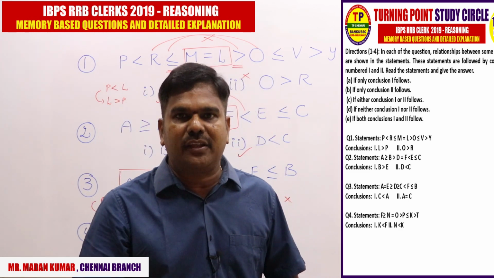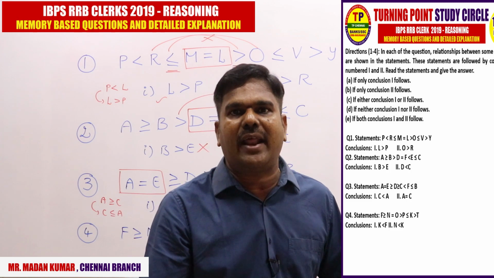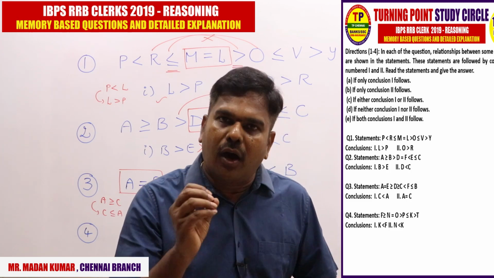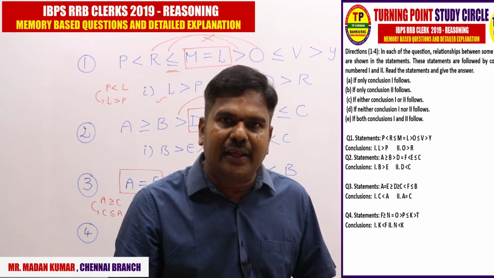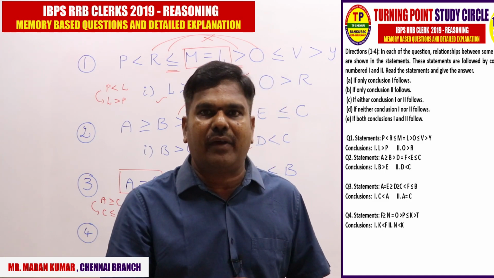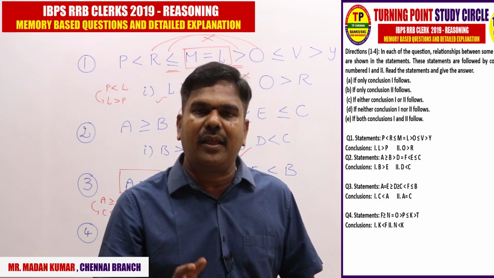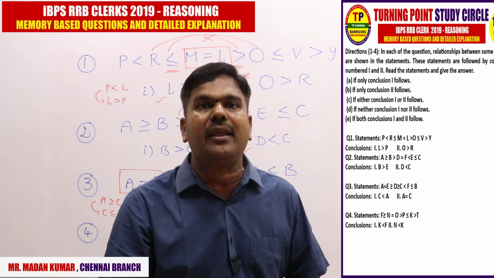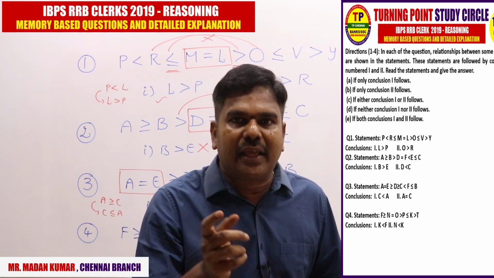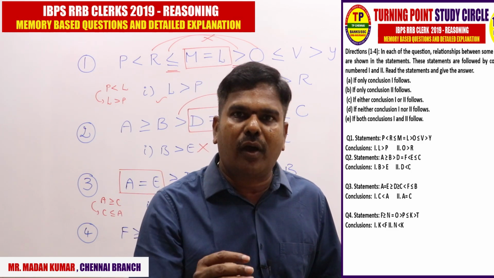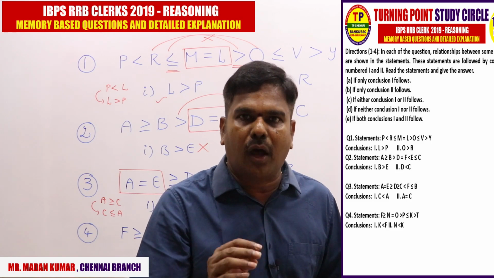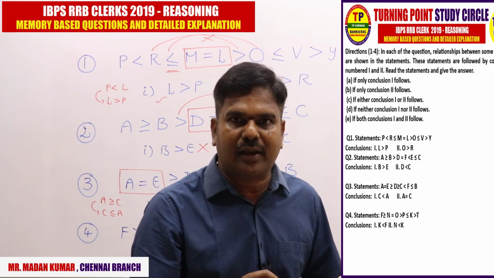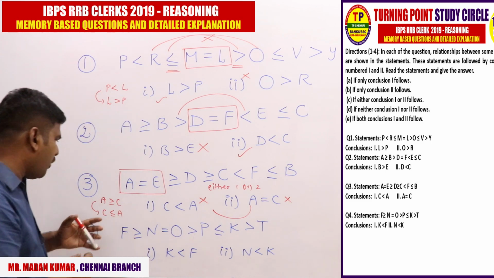Whenever the relationship between any two terms is given as greater than or equal to, or less than or equal to, and in the conditions they are given individually, greater than and equal to separately, or less than and equal to separately, individually they are wrong, but either one must be right. We need to go ahead with either option 1 or option 2 in such cases. Hope you are clear, right? Come to the next one, the fourth one.